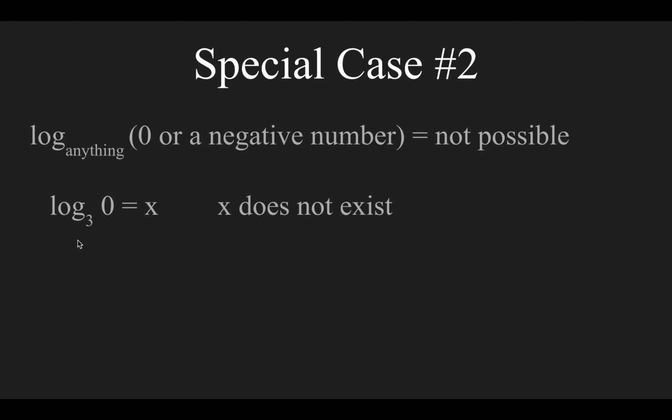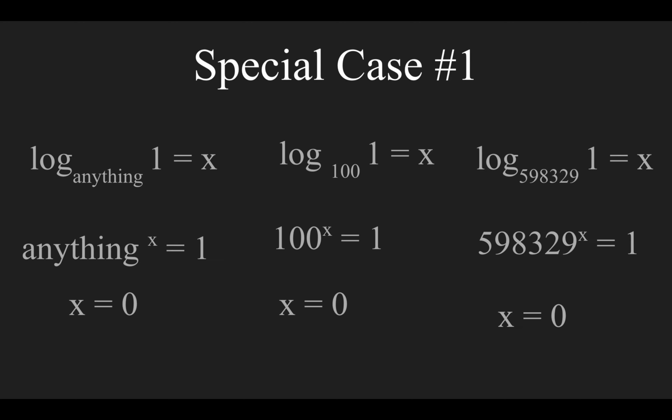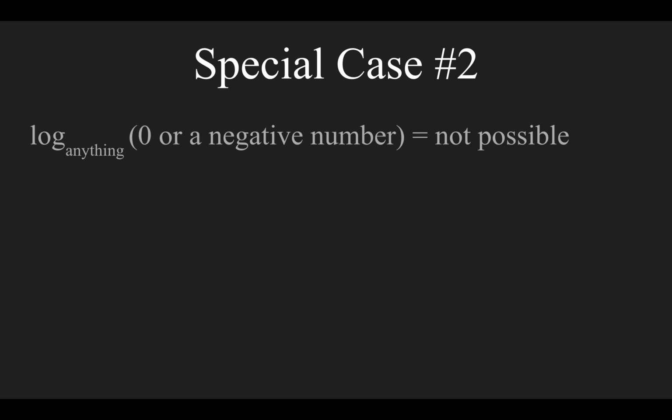The reason for this is 3 to the x equals 0. What power are you going to raise 3 to that's going to equal 0? You can't. 3 to the first power is 3. 3 to the second power is 9. 3 to the 0 power is 1, right? We just talked about that. That was our special case number 1. So what power can you raise 3 to be so that it equals 0? There isn't one. There's literally not a number that you can do that. It is impossible.